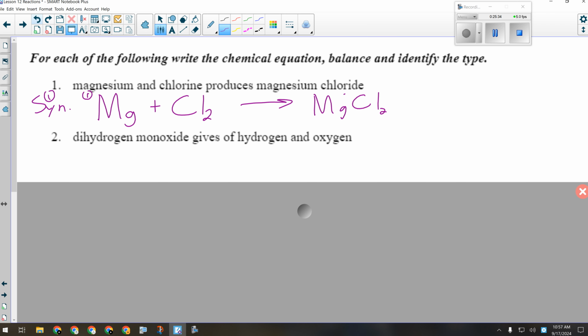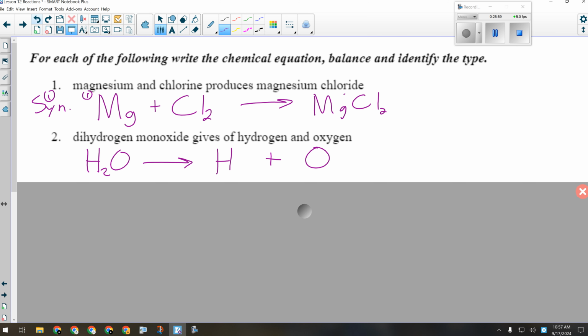Dihydrogen monoxide. How many hydrogens? 2. How many oxygens? 1. They could have just written water and saved us all a bunch of trouble, right? Okay. Gives off. So is there anything reacting with this? No, it's just breaking up. Okay, so hydrogen and oxygen.